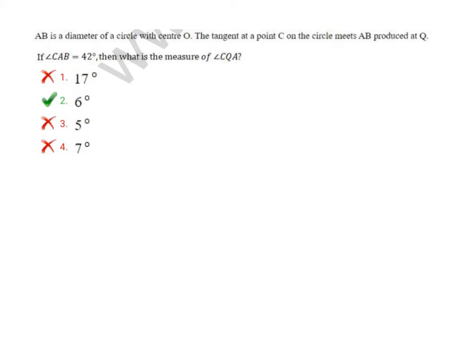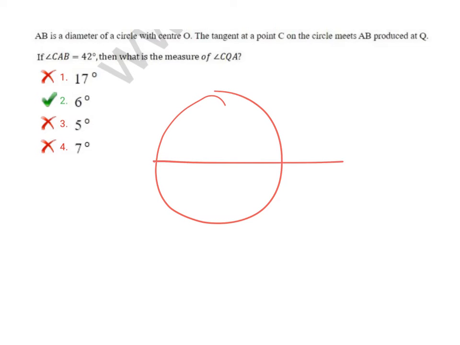AB is the diameter of a circle with the center O. The tangent at point C on the circle meets AB produced at Q. So AB is the diameter, at point C you draw a tangent and it meets at Q. So this is C and this is AB. Angle CAB is 42. Then what is the measure of CQA? So CQA, CAB is 42.